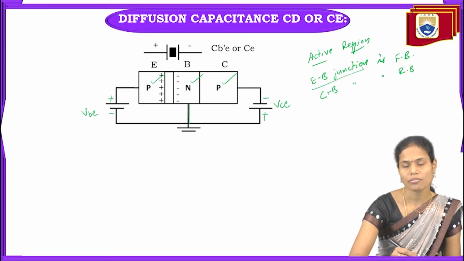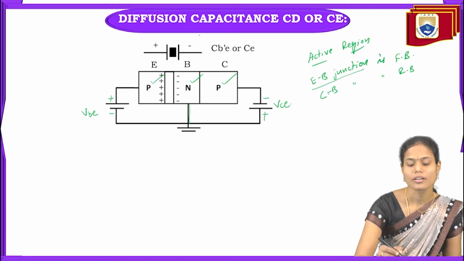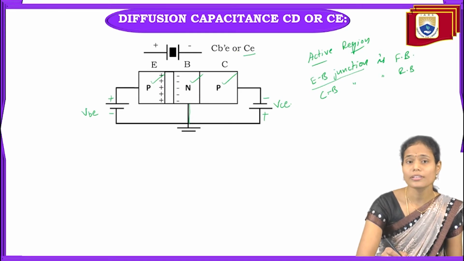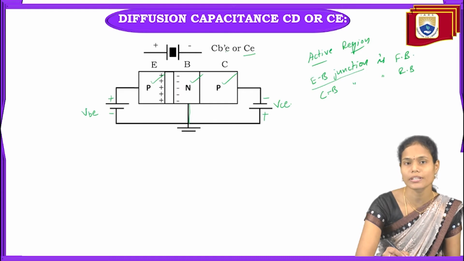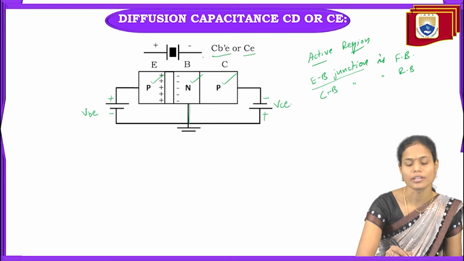So in that forward biased emitter base junction, there is an existence of this diffusion capacitance C. Generally we are calling it C, but in the hybrid pi model, it exists between the base terminal as well as the emitter terminal. So that's why we can also call it CB-E.